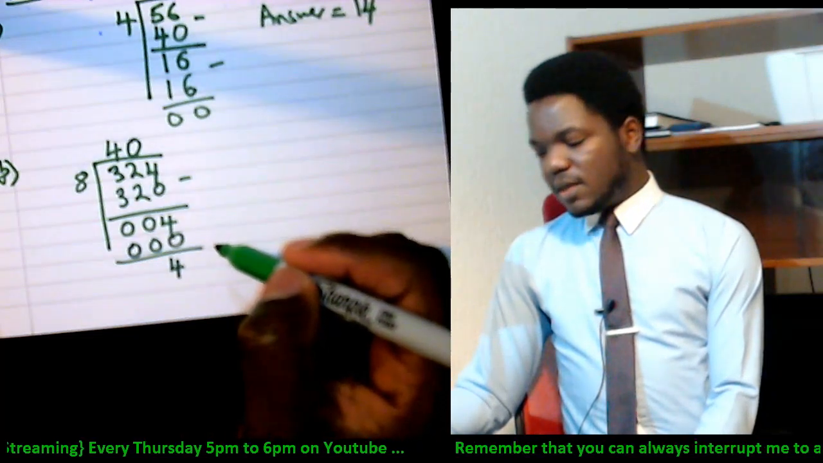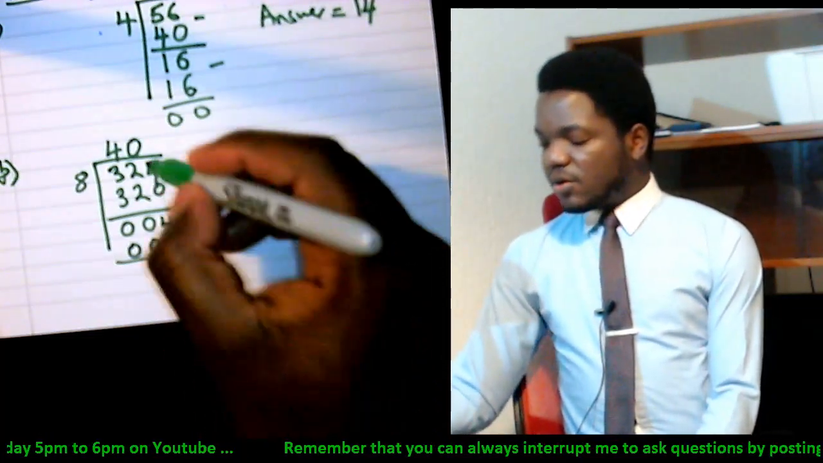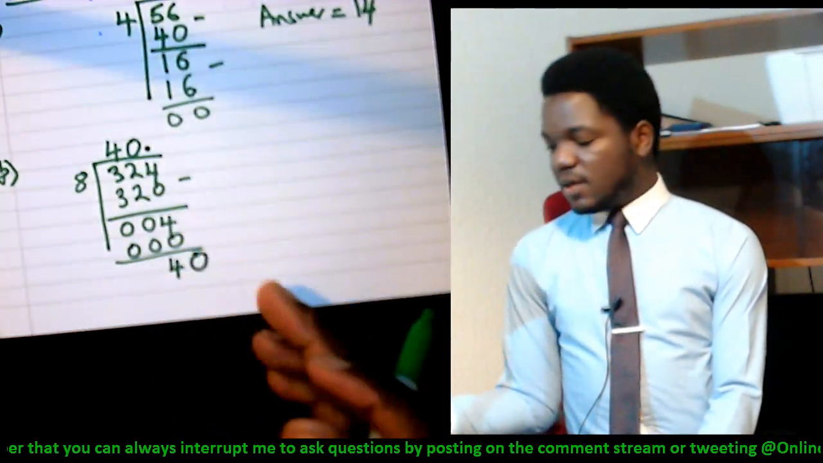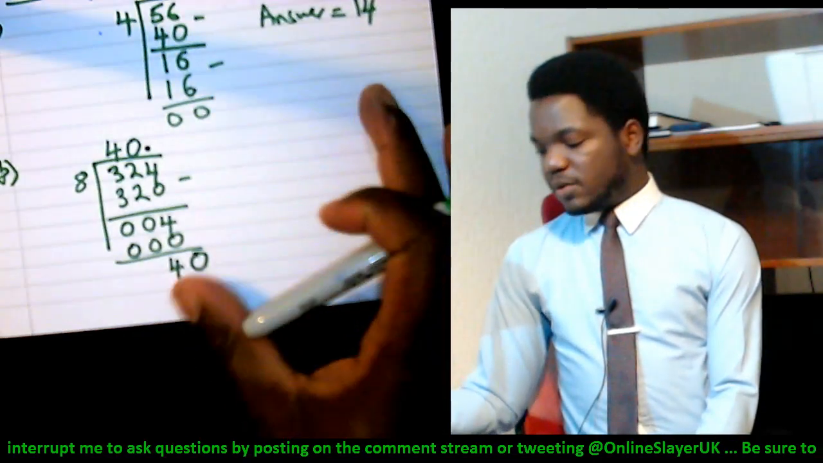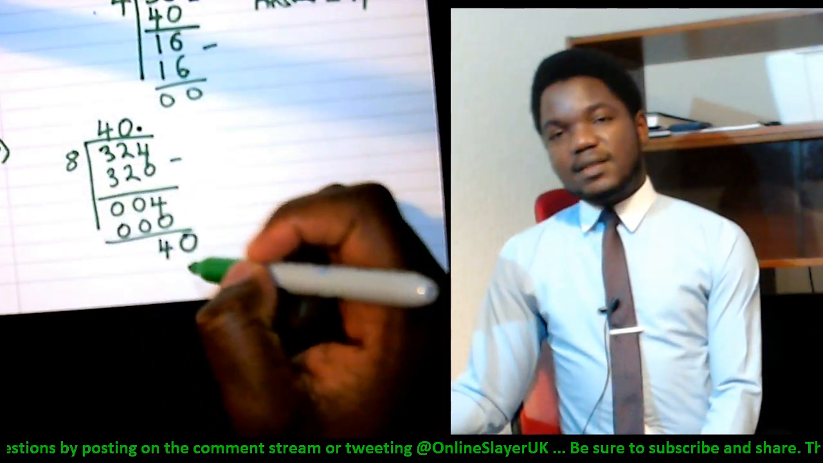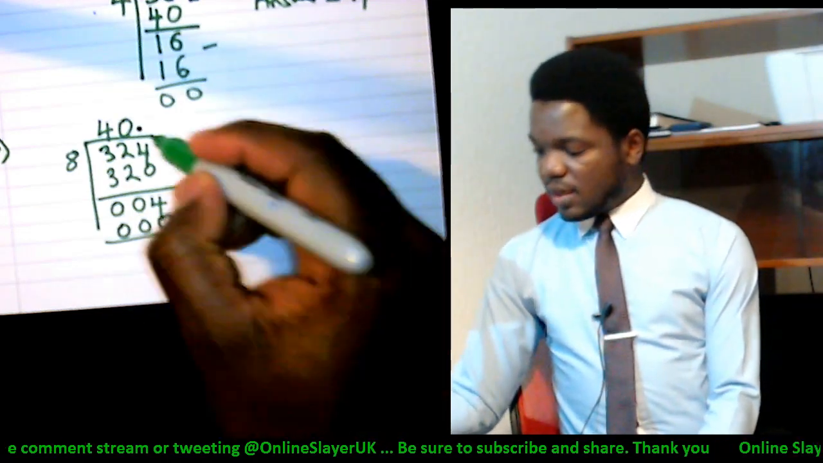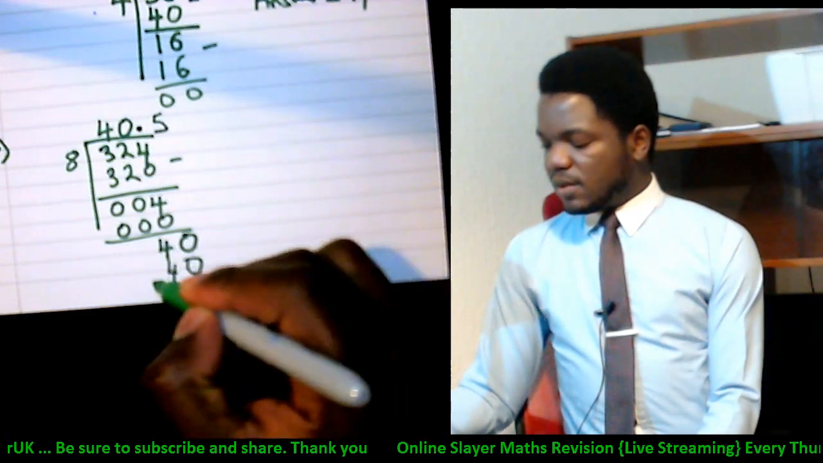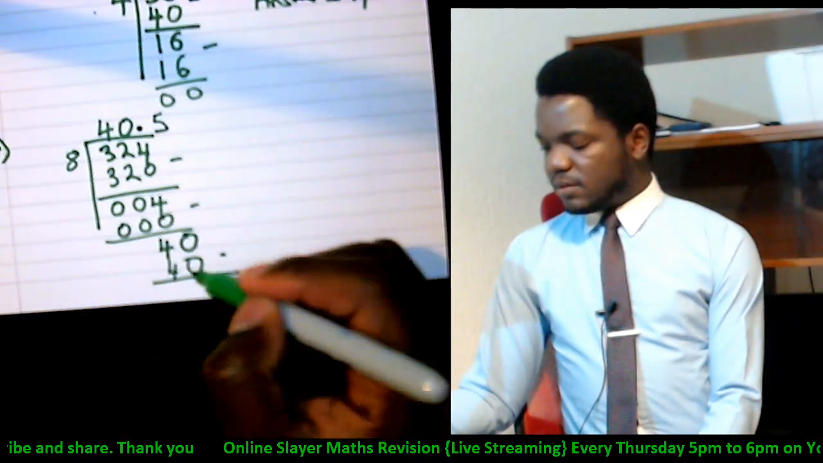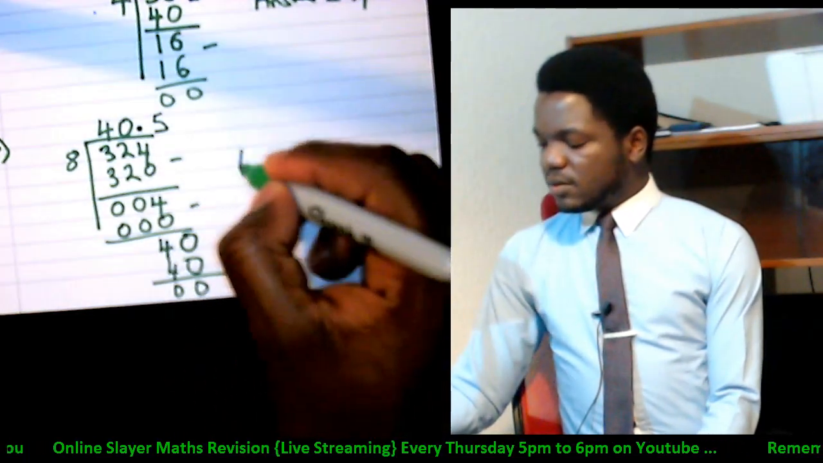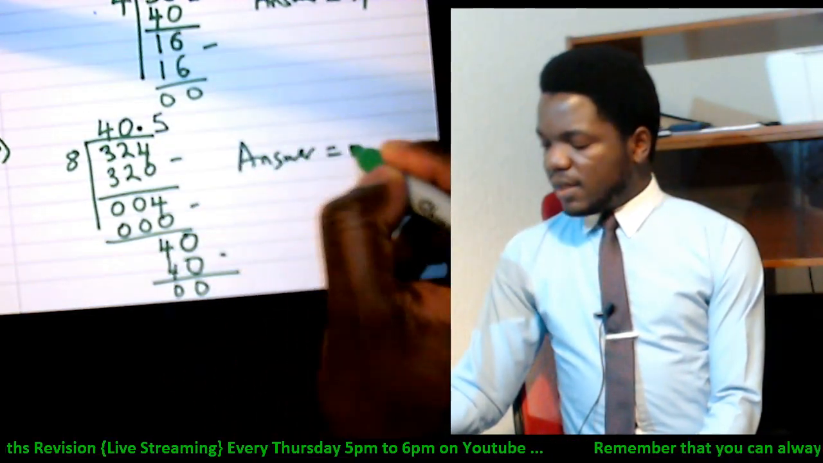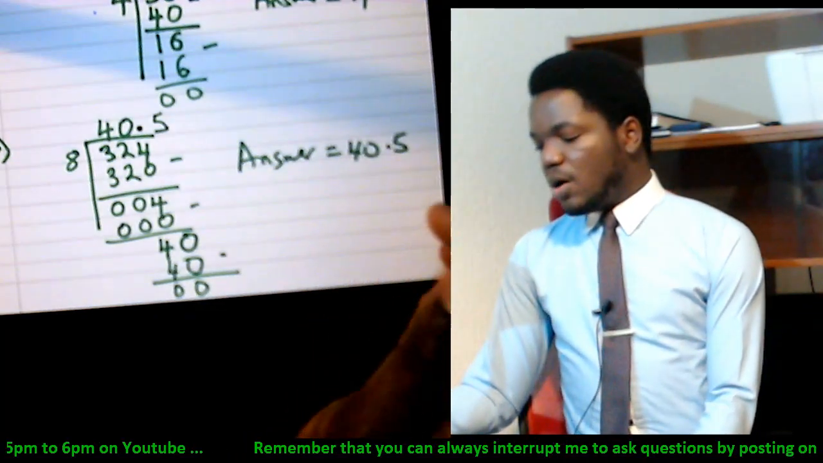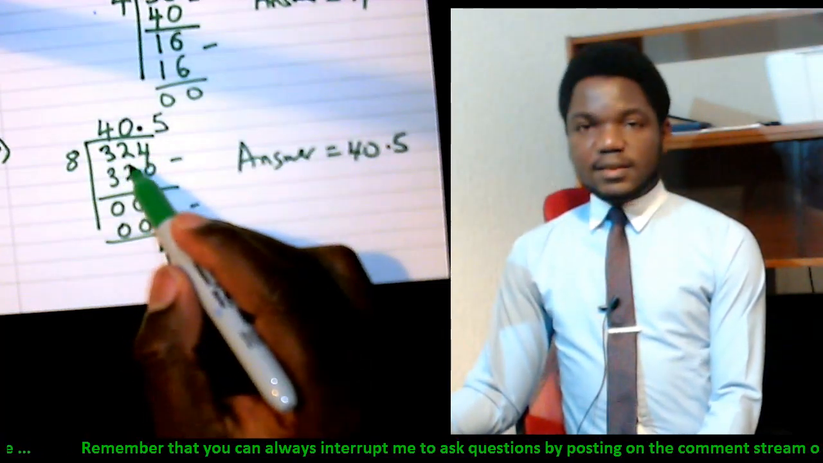So again, because you have got a 4 again, you're going to put a decimal point there and create a 40. Do you see the line? It's now a 40 because now you have a decimal point. How many 8s can you find in 40? 5. So you put that 5 there. 5 times 8 is 40. Subtract and you get 0, 0. So the answer is 40.5. And that is the decimal conversion of 324 over 8.